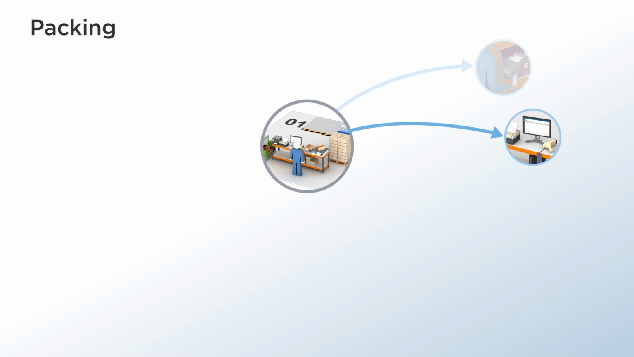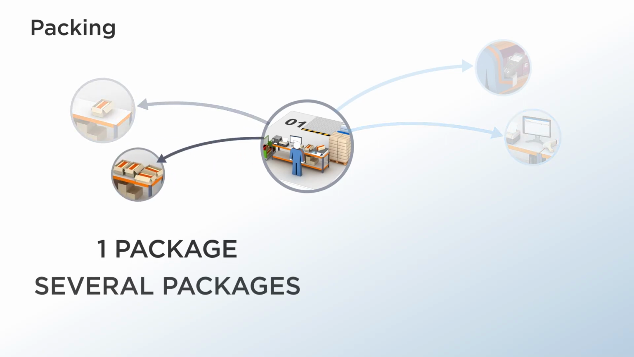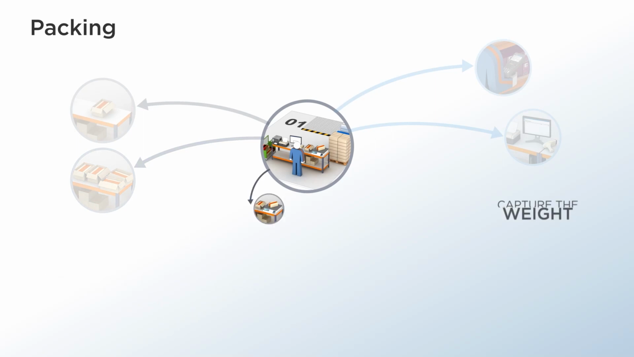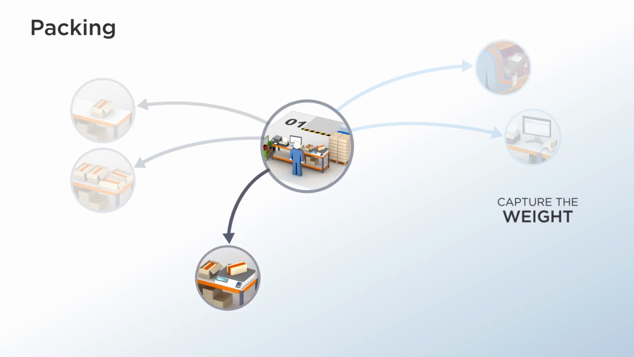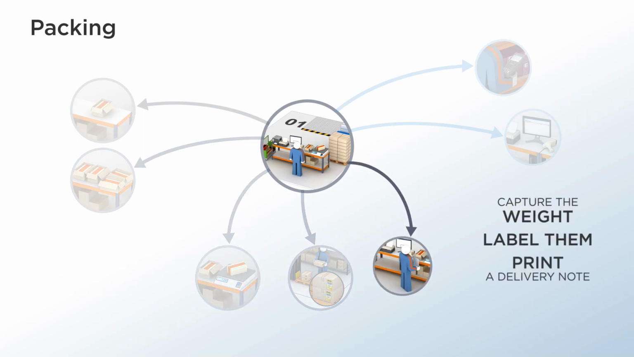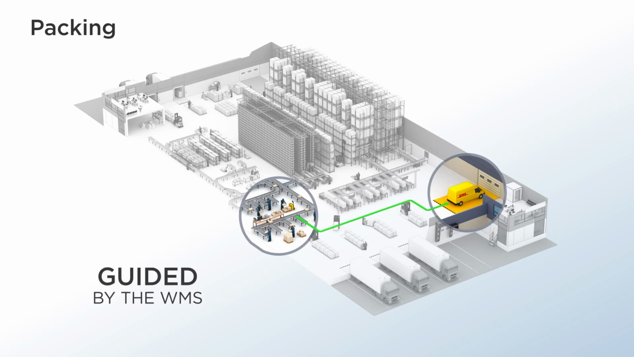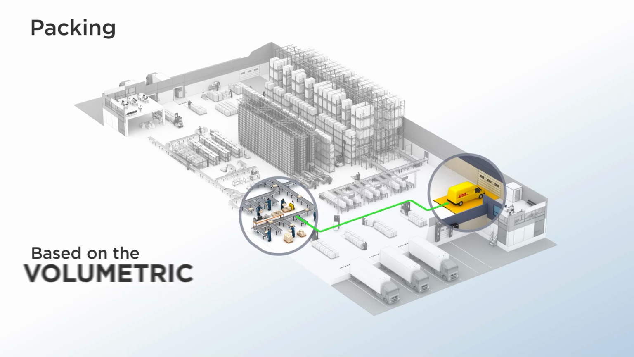The prepared items can be inserted into a single package or several. In the case of the latter, it's possible to indicate the goods that will be put in each package for enhanced traceability. It's also possible to capture the weight of the packages, label them, and print a delivery note for the package. This entire process can be decided by the operator or guided by the WMS, based on the volumetric data for each item.